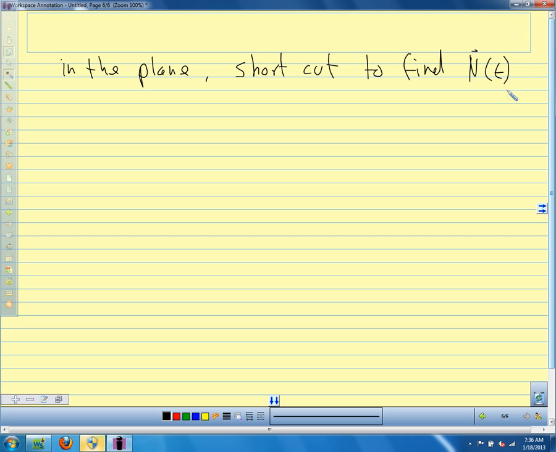In the plane, if our unit tangent vector is some function x of t i plus y of t j, so we have some function of x and some function of y, we know that because this is a unit vector, the square root of x of t squared plus y of t squared equals 1, because we have a unit tangent vector.